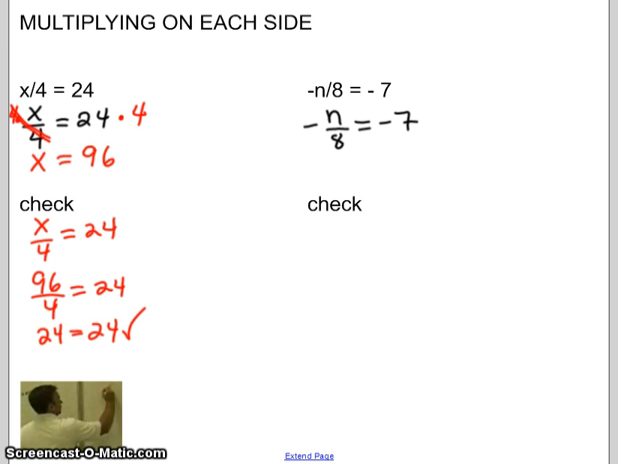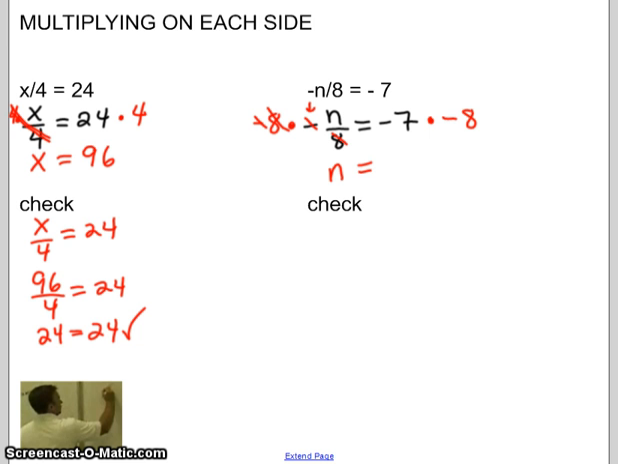Next one, we have negative n over 8 equals negative 7. Now, with this problem here, we also want to get rid of this negative sign. So we're not just going to multiply by 8, we're going to multiply by negative 8. That will get rid of the negative sign, so we're just left with n on this side, and it'll also get rid of the 8. So we have to multiply this side also by negative 8.